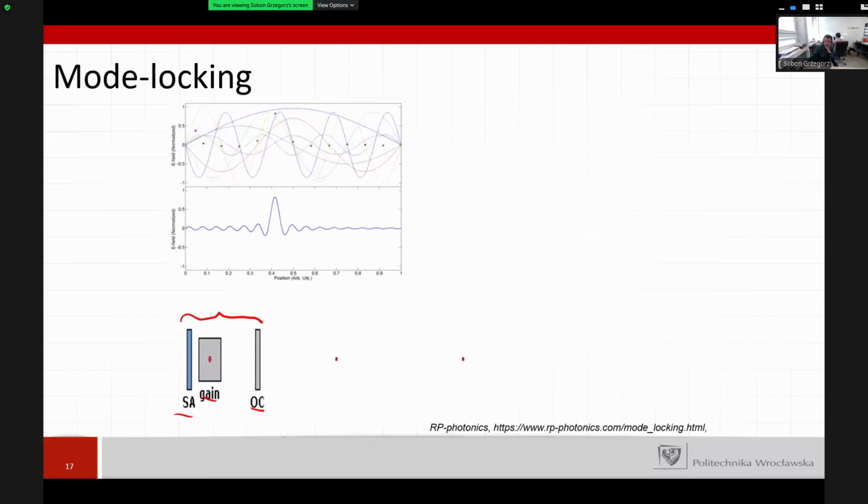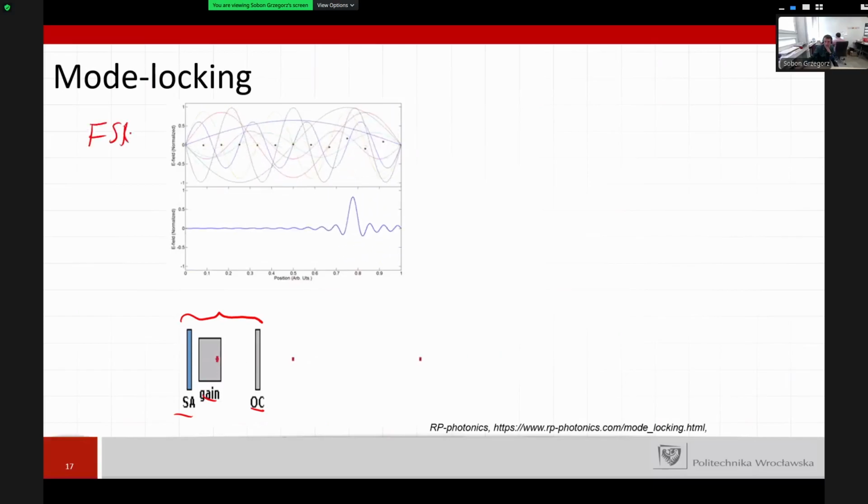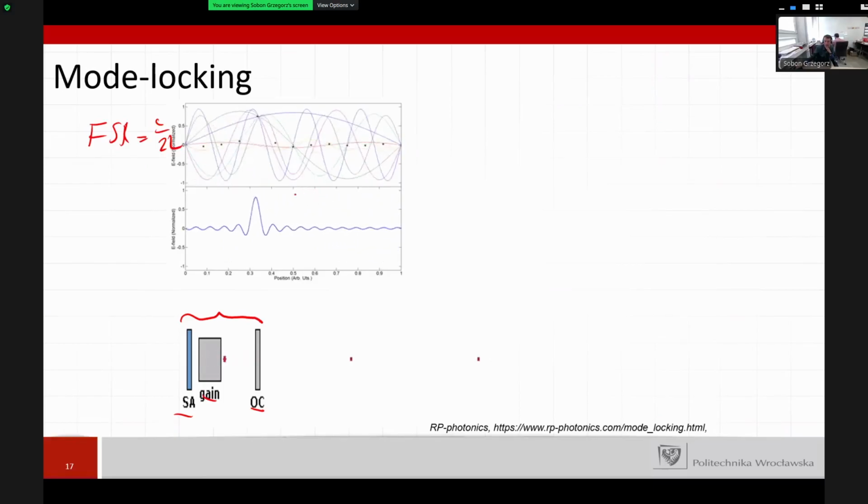the longitudinal modes of the laser. They have different frequencies, and the difference between them is equal to FSR. But they have the same phase. So you see that if they sum up, they create a pulse which is just traveling between the two mirrors.